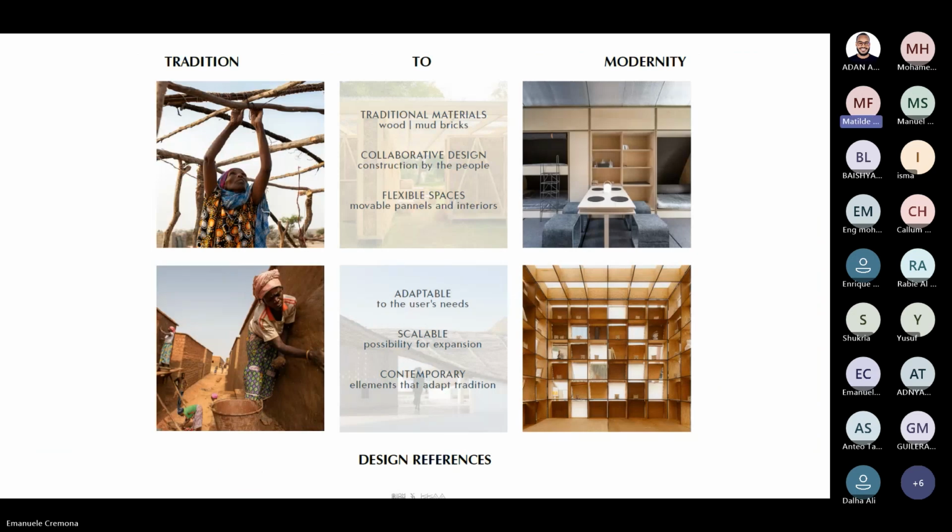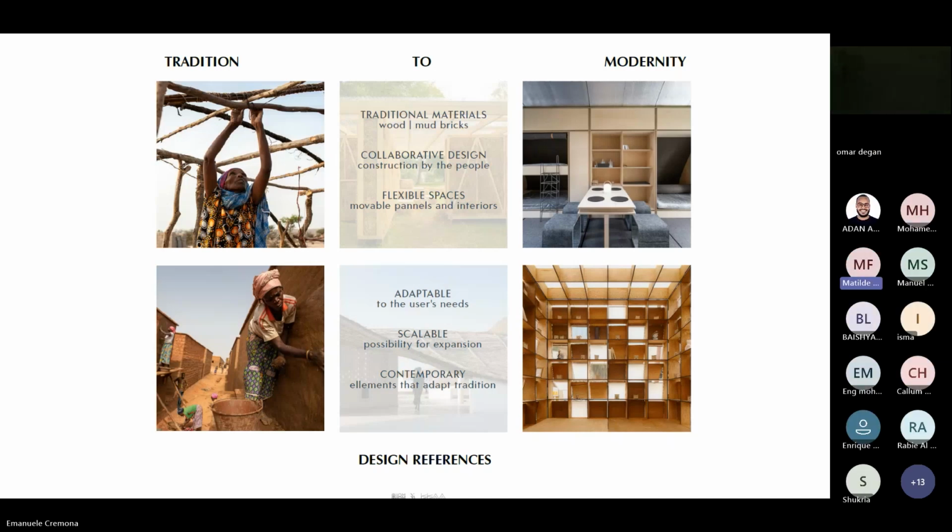Okay, so the design aims to respond directly to local Somali traditions, emphasizing privacy, modularity, and community cohesion through a sustainable solution. Some of the principles used were connecting tradition with modernity through the respect for privacy in the design, the use of local materials and collaborative strategies. And one of the key points was also the flexibility and adaptability of the space, as well as the possibility for expansion.